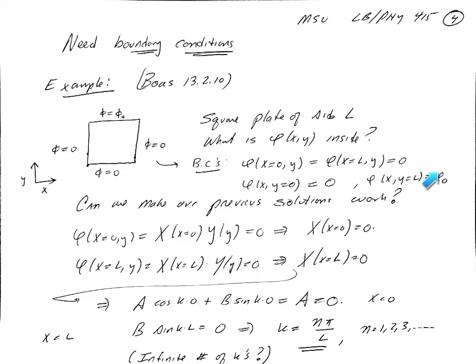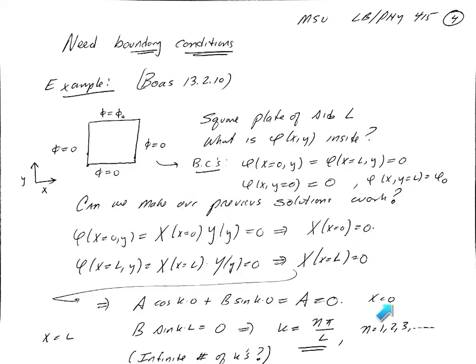So the first question we ask is, can we make our previous simple solutions, those of separated form, which are a product of X times Y, work? And what we'll see is for these 3 sides, we can easily make it work. If we set phi of x equal to 0, that's X of x equal to 0 times a function of y. If this is to be 0 without being trivial, then it must be that the value of capital X at x equals 0 equals 0. Similarly, if I apply the boundary condition at the right-hand side, we see that the function capital X at x equals L has to be 0.